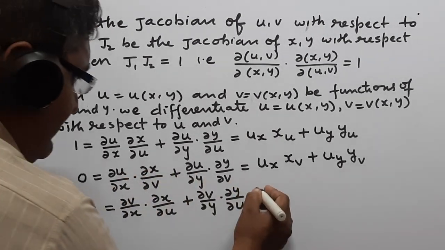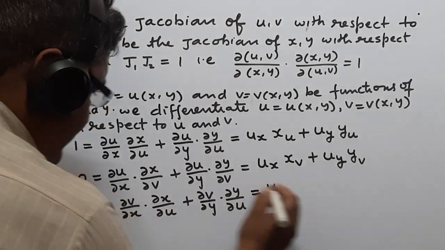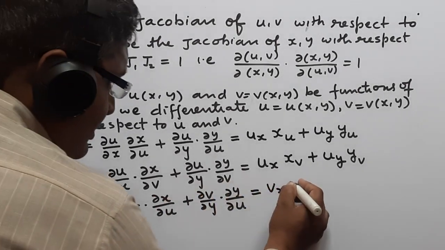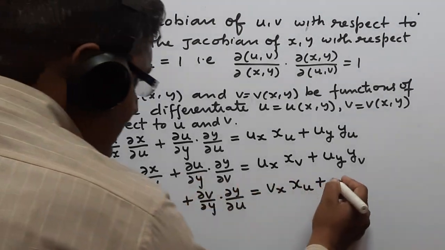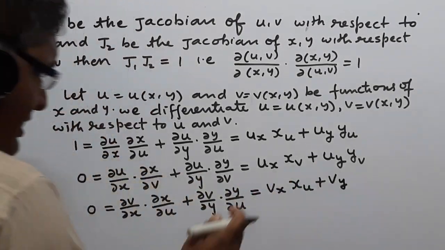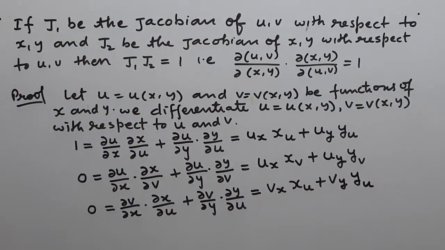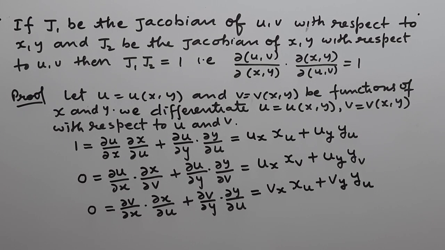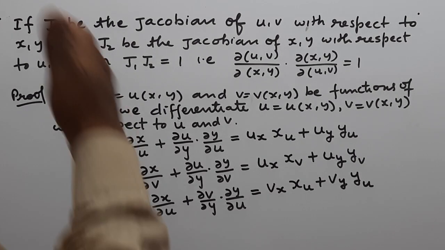Now this del v by del x can be written as vx, and del x by del u can be written as xu, plus del v by del y can be written as vy, and del y by del u can be written as yu. So this is the differentiation of v is equal to v(x, y) with respect to u.